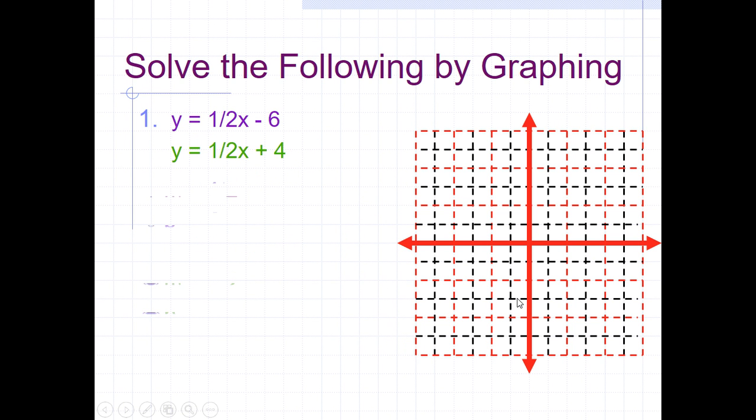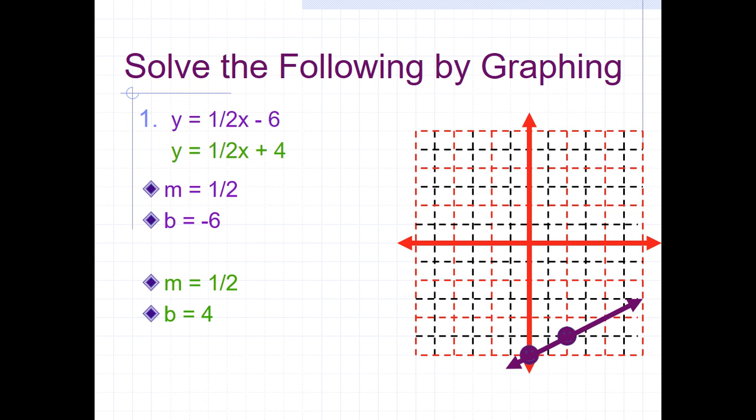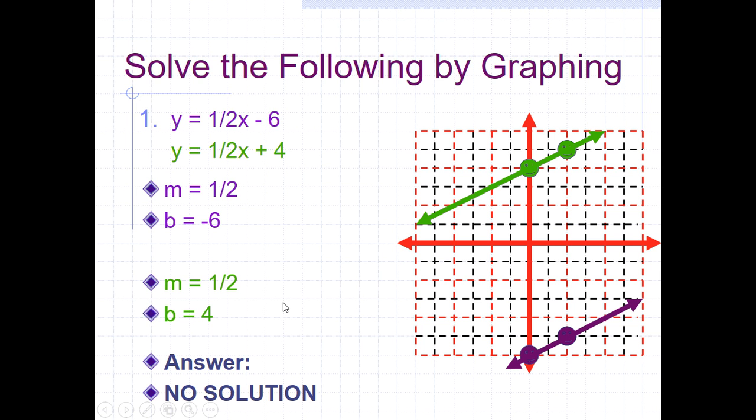All right, on the first example, you've got your y-intercept of -6. I'm rising 1, running 2, draw the line. My second equation, I start at 4. I rise 1, run 2, and yes, they are parallel to each other. Looking at this, I can see the slopes are the same. If they have the same slopes, they're never going to run into each other, continuing to rise 1 and run 2 at the same rate. So this is a no solution.